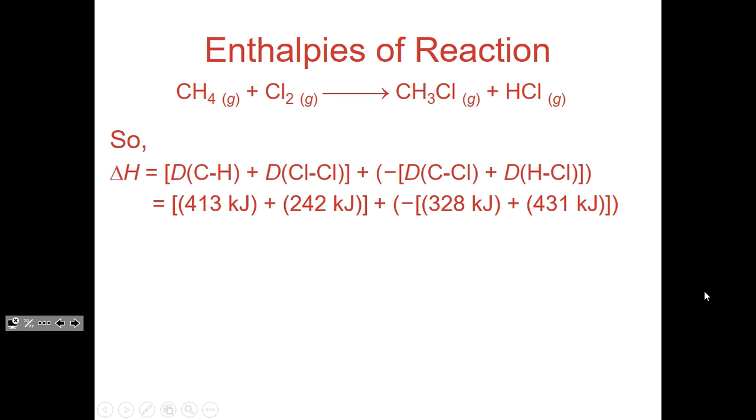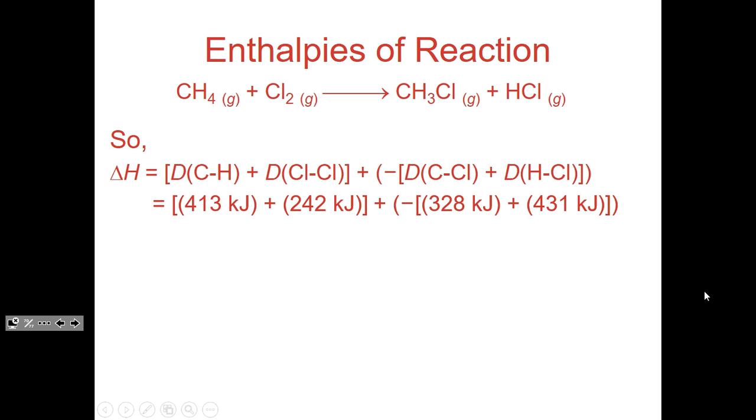Well, in order to form the CH3Cl, we have to also break apart the chlorine gas. So we look at how much energy it takes to break the Cl to Cl bond. Now, both of those will be added together to find the total energy that we have to put into the system to break those bonds.